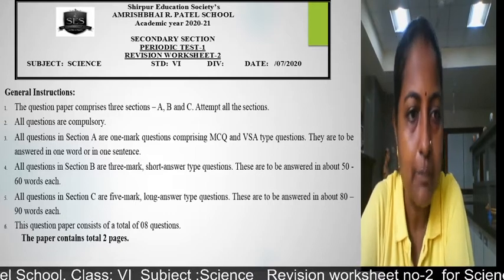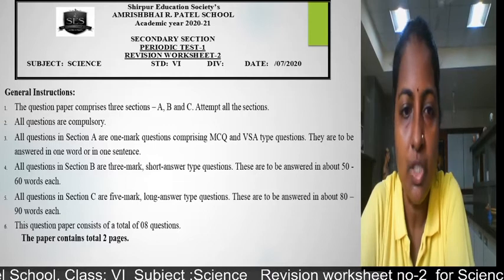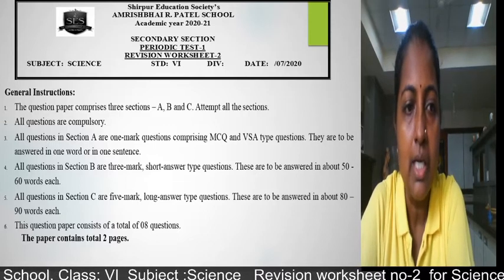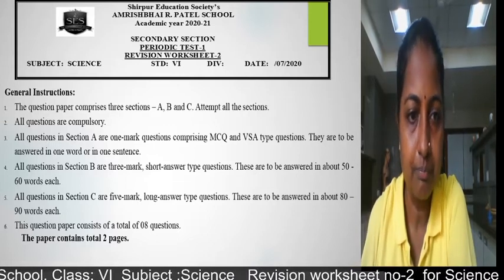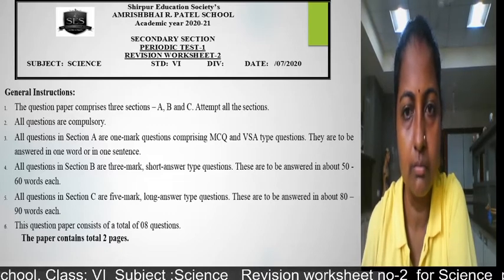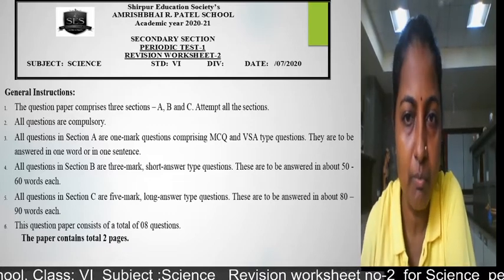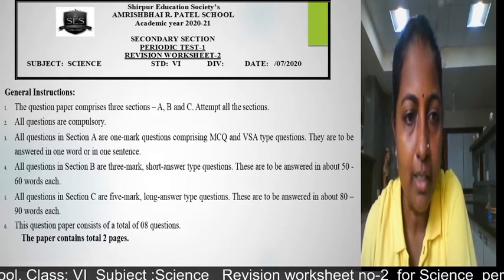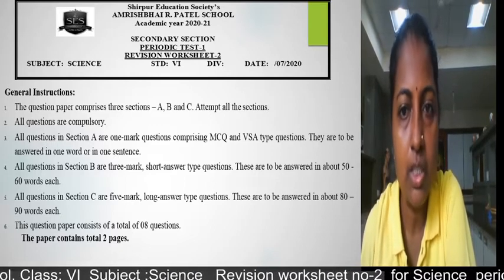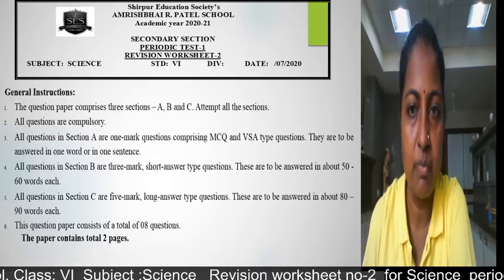50 to 60 words. In section C, 5 mark long answer type questions will come, 80 to 90 words each, and the total questions will be 8. This is according to your question paper pattern. The same instructions you can get in the question paper.